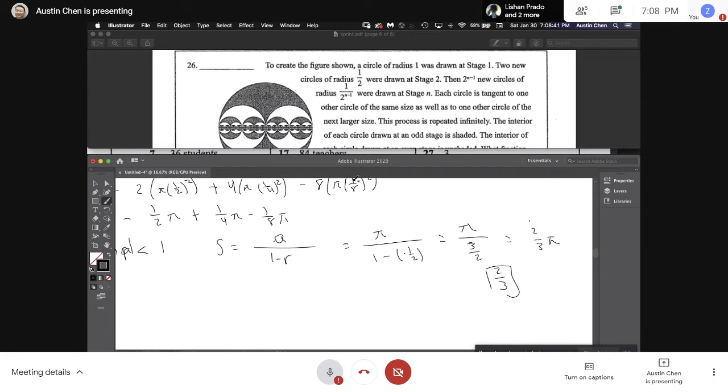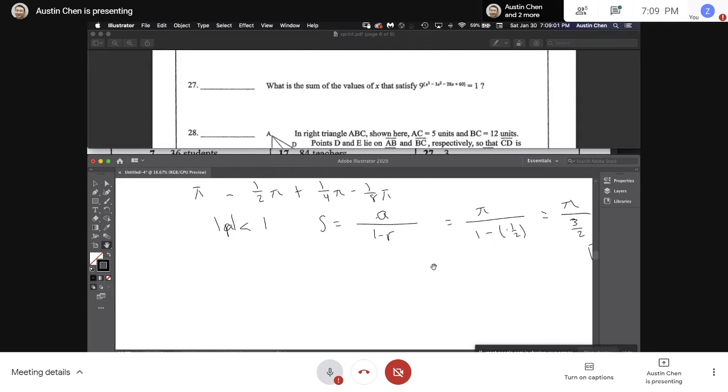Yeah, but generally with infinite sequence stuff, you just want to try to generalize the process into a series that you can calculate.